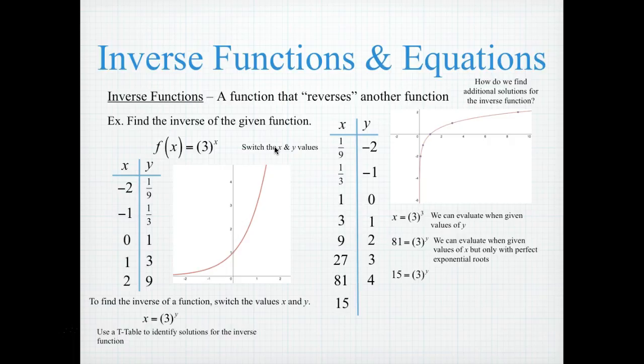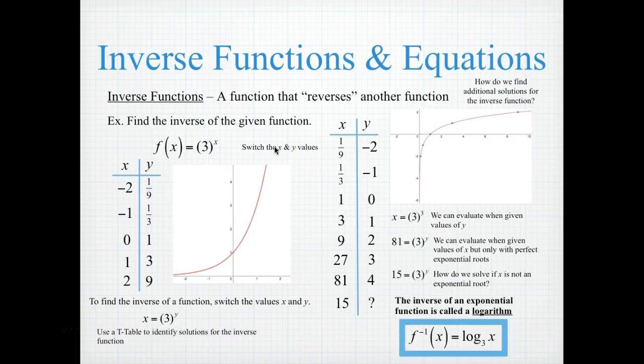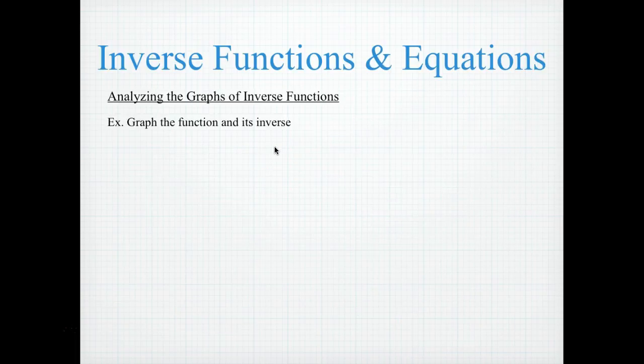Now I can't add, subtract, multiply, or divide to isolate the variable because the variable is an exponent. So what we do is we use logarithms. The inverse of an exponential function is called the logarithm. And in this case, the logarithm would look like this. The inverse function of f is equal to the log base 3 of x. Important thing to catch here is the inverse of an exponential function is called a logarithm. Let's see how this works.